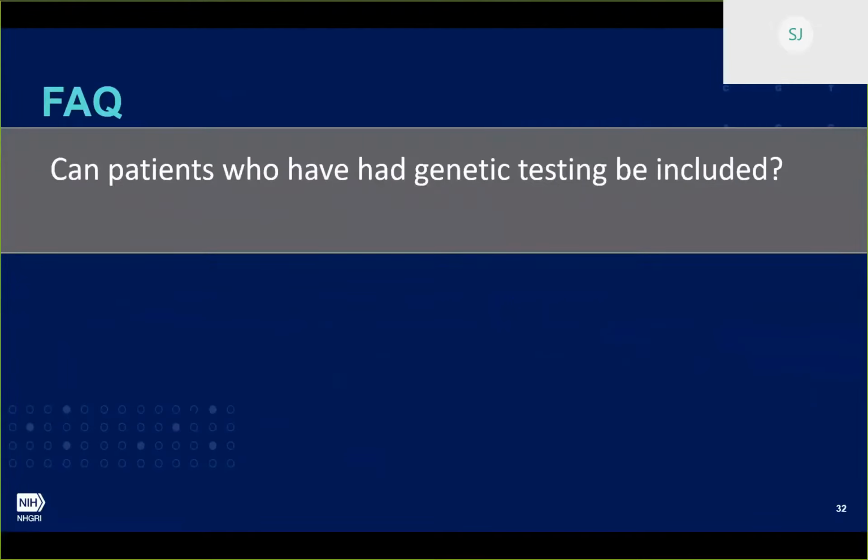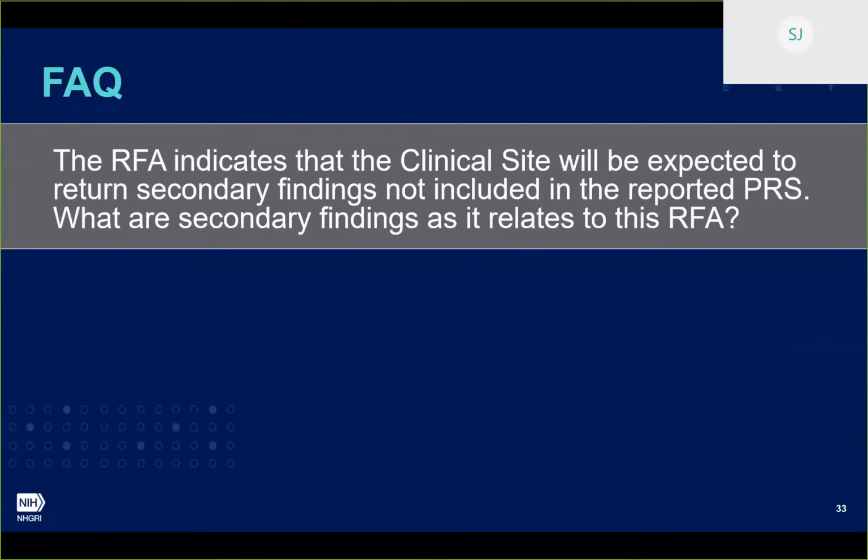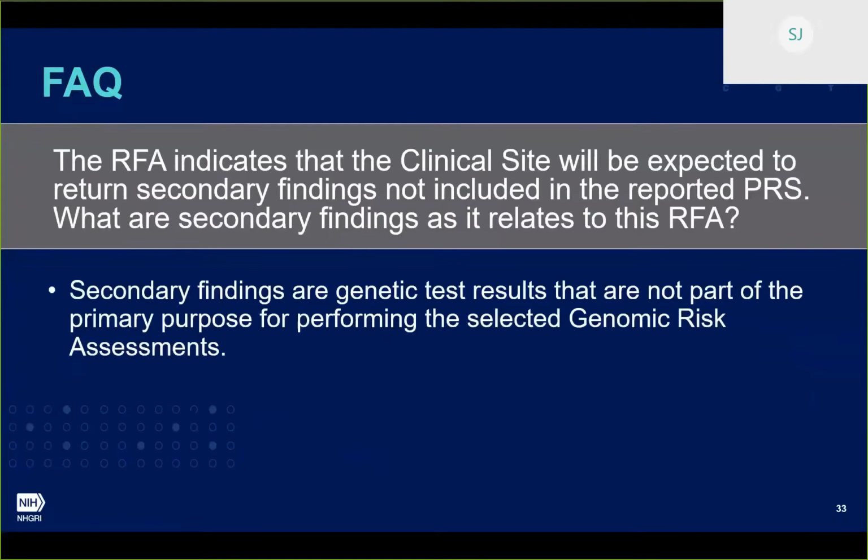Can patients who have had genetic testing be included? Yes, patients can be included if they have had genetic testing, as long as the results have not been returned to the patient or their provider. The RFA indicates that the clinical site will be expected to return secondary findings not included in the reported polygenic risk score. What are secondary findings as they relate to the RFA? Secondary findings are genetic test results that are not part of the primary purpose for performing the selected genomic risk assessment.